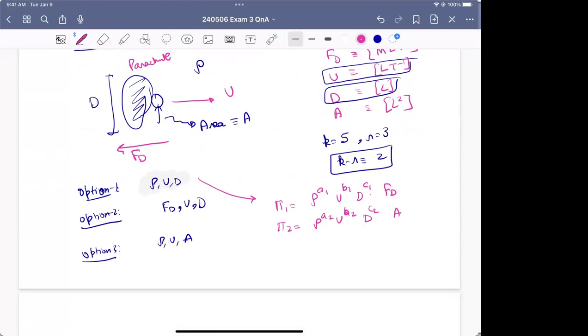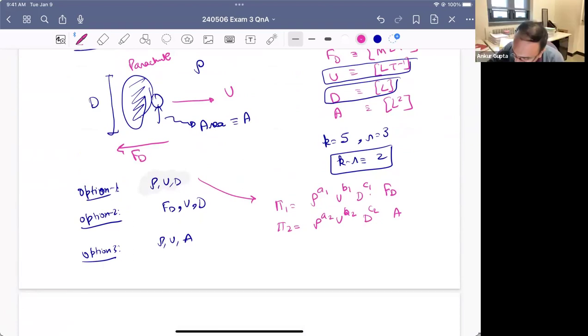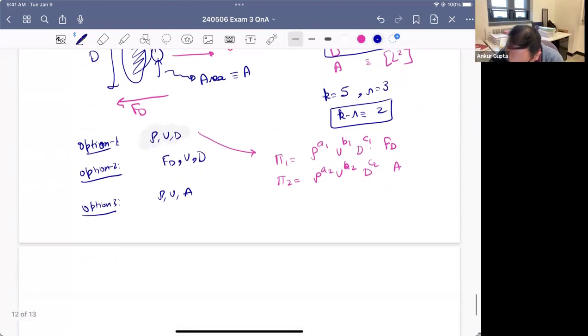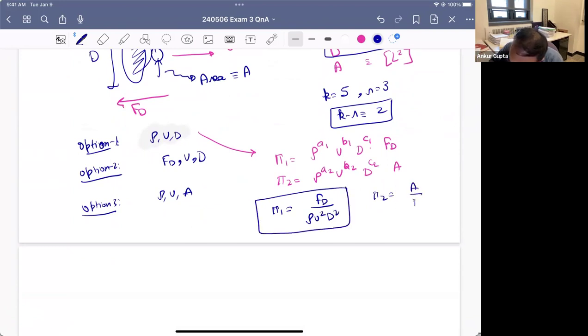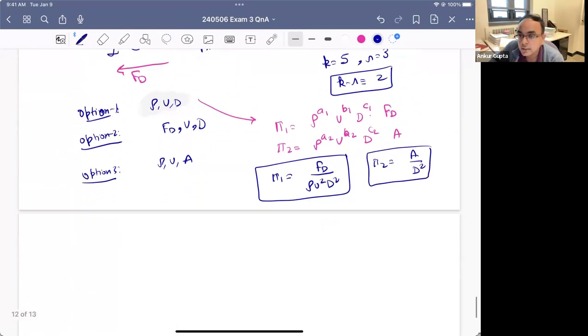Oh, sorry, I forgot to lower my hand. Okay, no worries. Yeah, so if you do this, in the interest of time I will just write the answer. You will get rho U squared D squared for pi 1, and for pi 2 you will get A by D squared. So try this out. This is what you will get as pi 1 and pi 2.